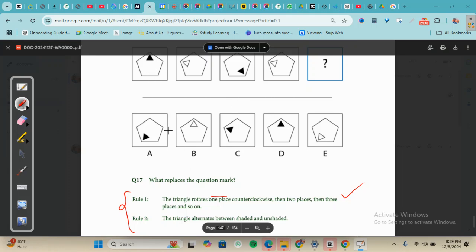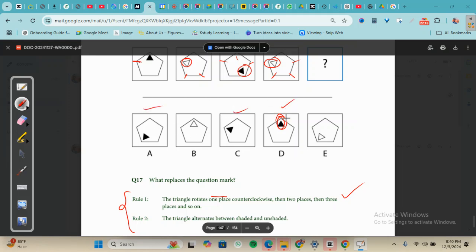That's why it's D. The first triangle now, we need to rotate it one place counterclockwise, that is in anti-clockwise direction. So this is the one place, right? And we have it here. Then two places. So that means one, two. So it's meant to be here, and we have it here successfully. Then three places. Now let's count it. One, two, three. Now it's here. So that means the next one that we are looking for should be in the fourth place. One, two, three, four. So it should be at the top. And that's why we went for option D.